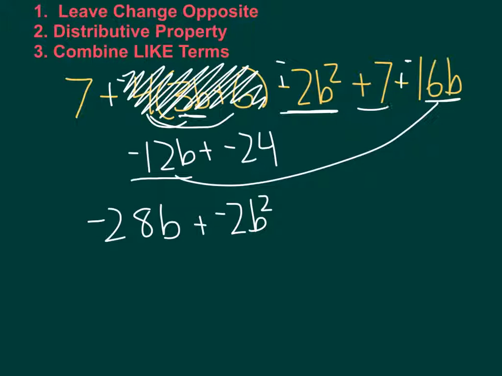This 7 right here and this 7 right here are constants, and their variable part matches. No variable matches no variable, so I'll add those together. And I have combined my like terms. I've simplified it. I've got my stuff out of jail, and now I've got all my b's with my b's, my b squareds with my b squareds, and my constants with my constants.